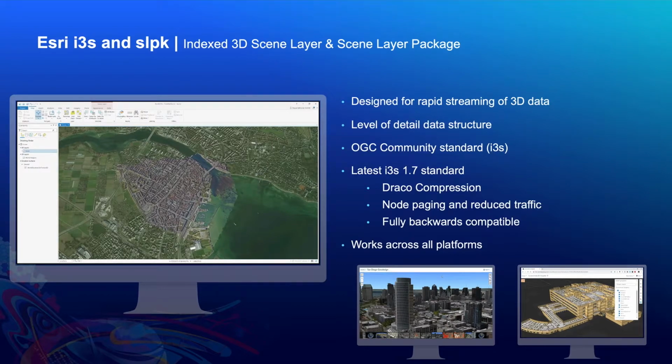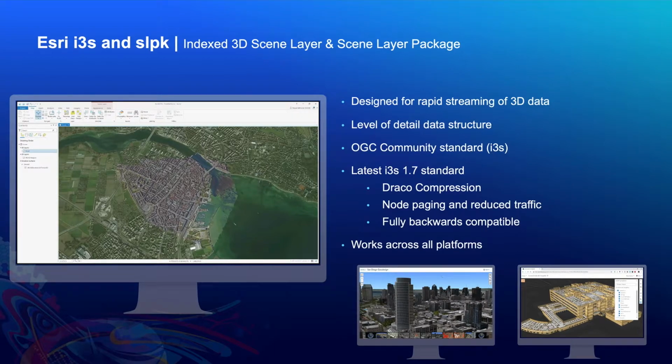You can implement the export yourself. In its latest 1.7 standard, it offers support for Draco compression, which is a state-of-the-art geometry compression algorithm, where the mesh geometry can be compressed so much that the traffic necessary to transfer the meshes from the web to the device is greatly limited. Also, node paging and client-server traffic is reduced by the efficient implementation of the tree that makes up this level of detail data structure.